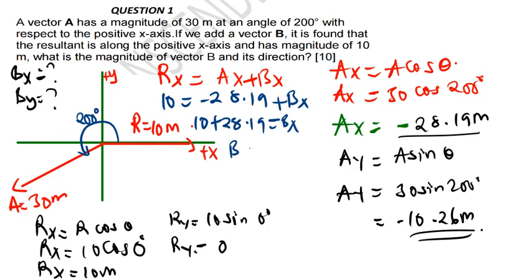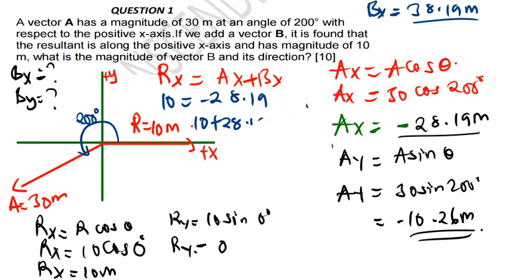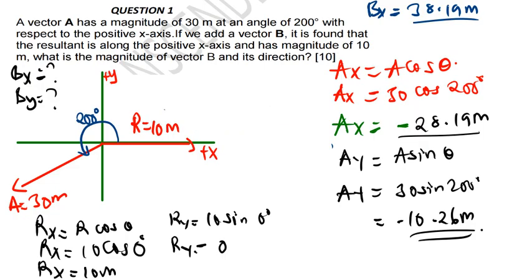Meaning that my bx is now 38.19 meters. As simple as that. That is my bx. Okay? Let's go ahead and find by. Even if you don't know what you are finding, in this case I'm assuming that I don't know what I'm finding, I'll just put that ry is going to be ay plus by.